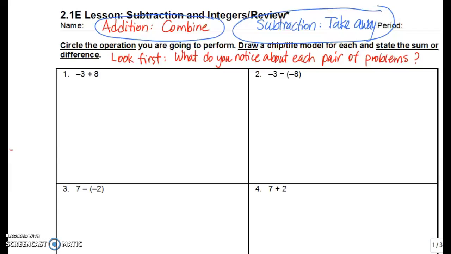Hello ladies and gentlemen, this is video number 2.1e lesson. I'm getting a little frustrated. I've had a couple of interruptions and it's ruined my video, so this is take 3.